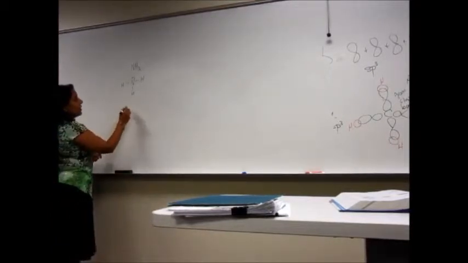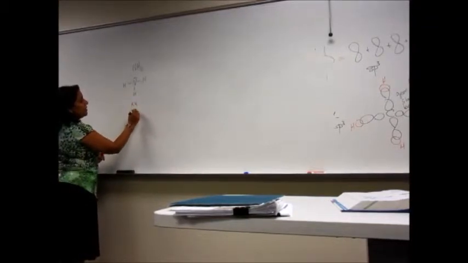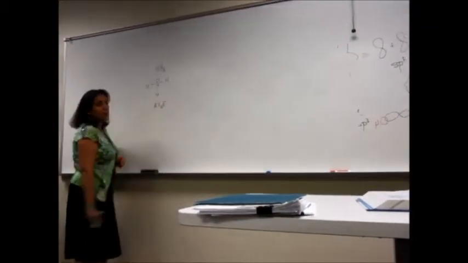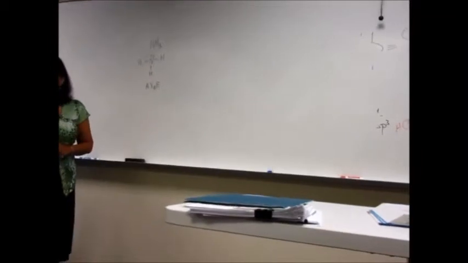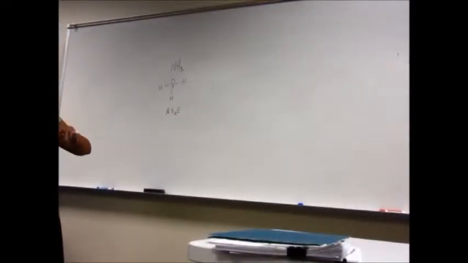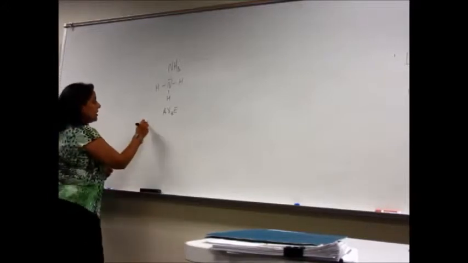So the AX formula here is AX3E. How many electron groups do I have? Electron groups around the central atom, 4. And as soon as you know you have 4 electron groups, you have 3 atoms and 1 lone pair. So you have 4 electron groups, which means that your geometry is tetrahedral.